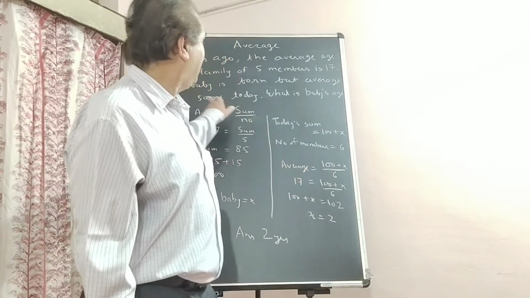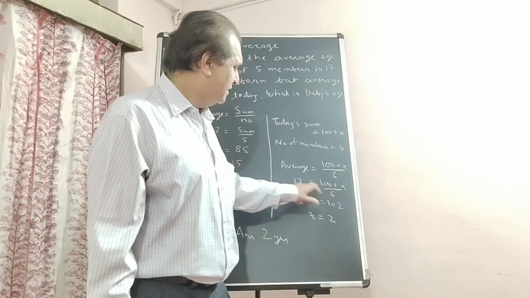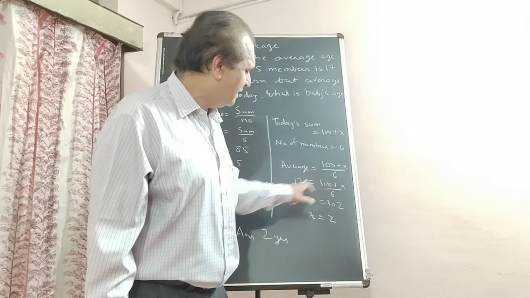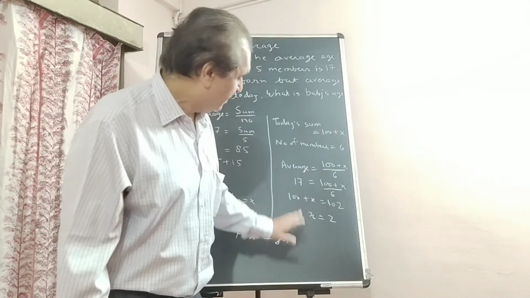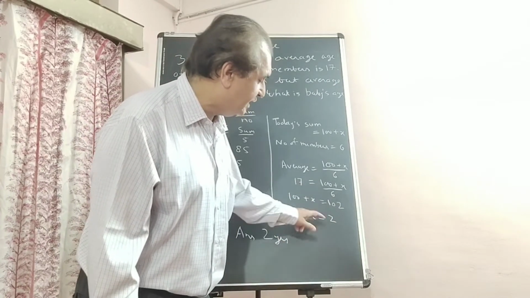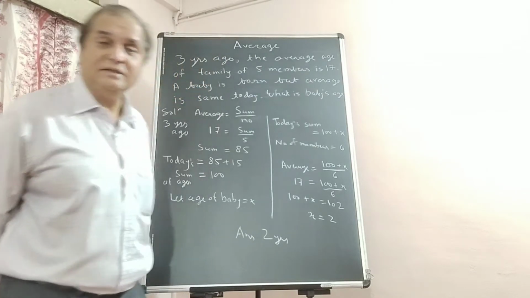But average is same today. 17 equal to 100 plus X upon 6. 17 into 6 is 102. So 100 plus X equal to 102. 100 on shifting that side will become minus 100. 102 minus 100, X equal to 2. Answer 2 years. You have to take the correct answer.